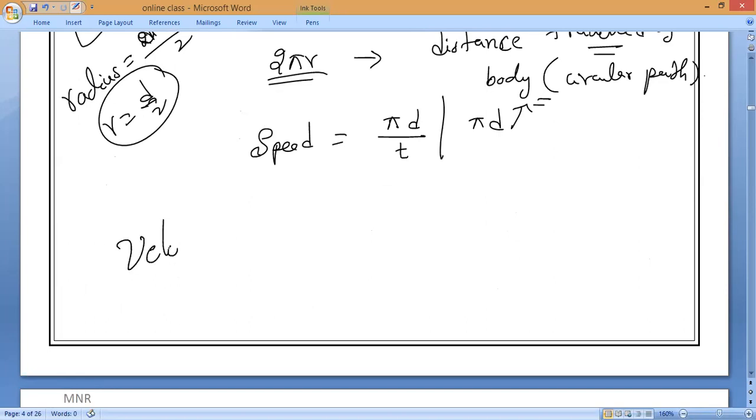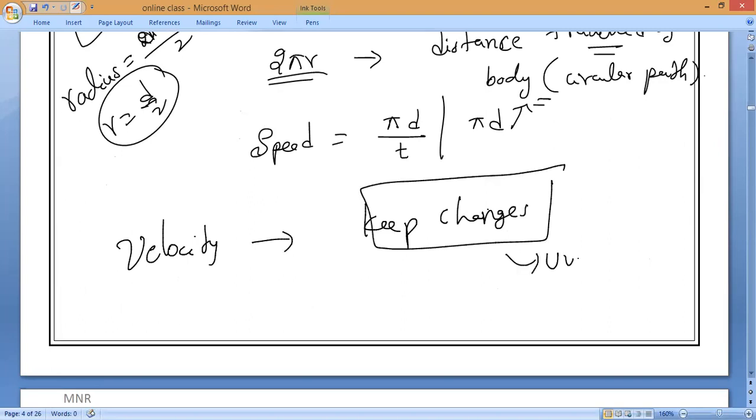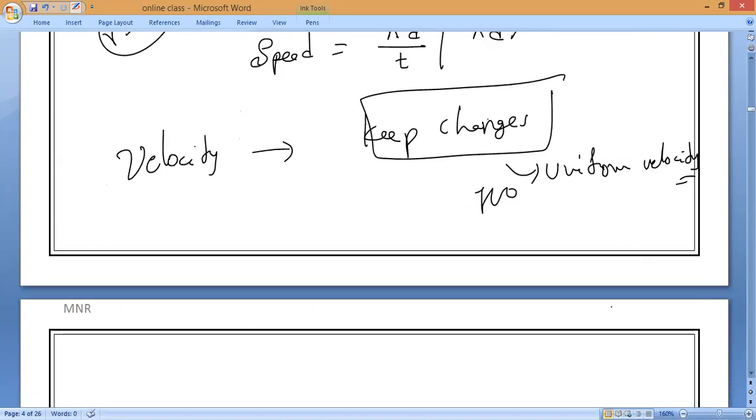Velocity. As we know, velocity keeps on changing, as the direction keeps on changing. There is no uniform velocity for this body. Understanding, everyone? So that is why we can say the body which is in circular motion is always an accelerated body. We can say the body is in acceleration continuously.